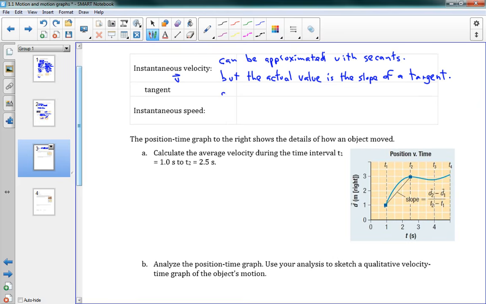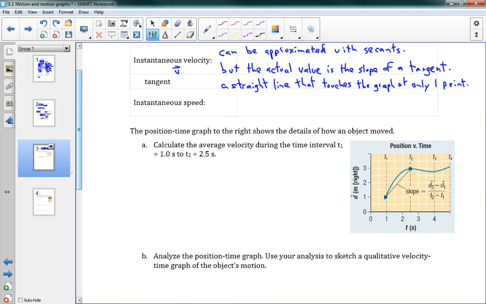A tangent is a straight line that touches the graph at only one point. So it's like the secant, but it's just at a single point. And it gives us the slope at that very moment. Okay.